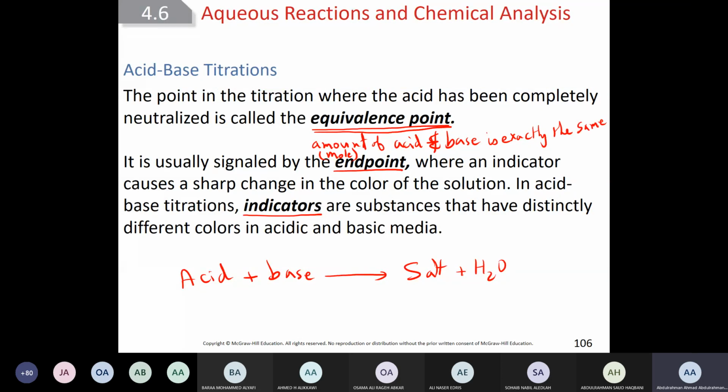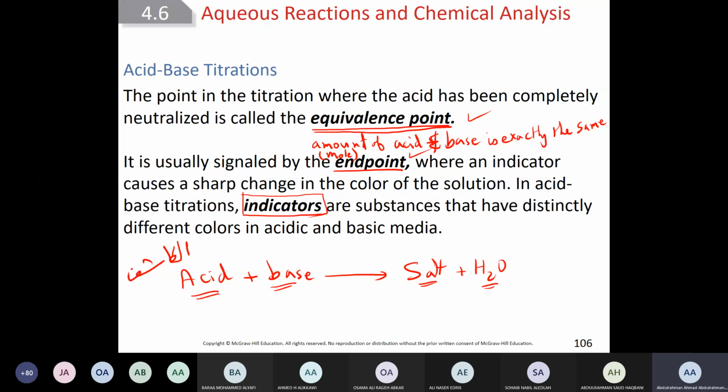This means in solution, we don't have acid or base. No more acid, no more base. What we have is just salt and water. And this is the neutralization point. We also call it the equivalence point, or the end point. To reach the equivalence point, we have something called an indicator. Indicator in Arabic is called الكواشف.